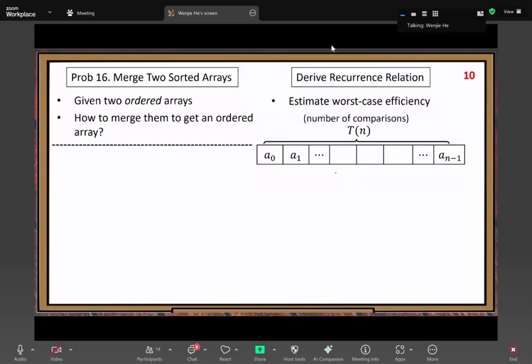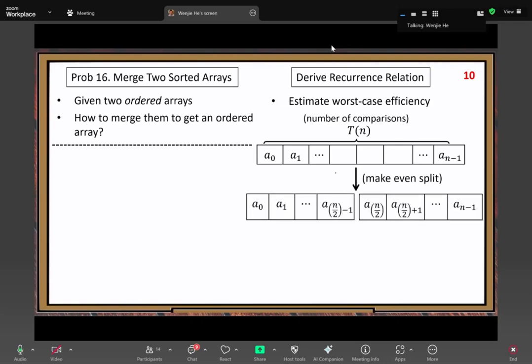Then, even split. So we split into two subarrays. Then divide and conquer. When you conquer each subarray, the number of comparisons you need for each subarray is T of n over 2. Although you could take the floor function or ceiling function, because here we do an estimate, we do not bother to use them. So T of n over 2.